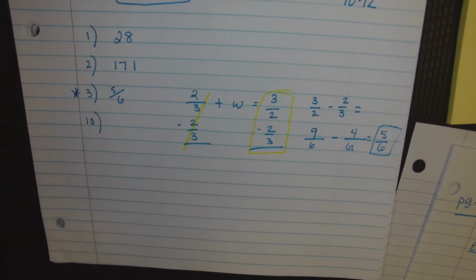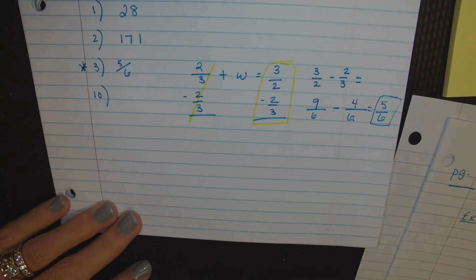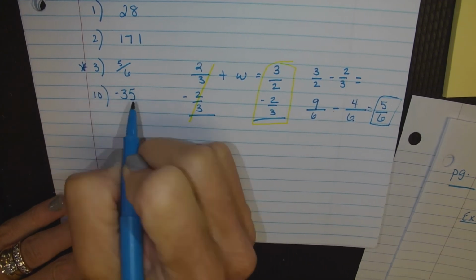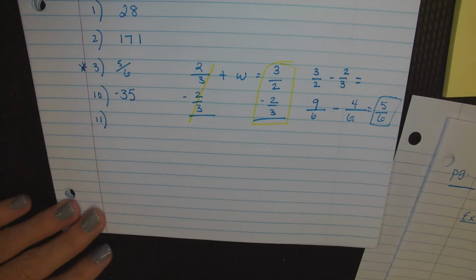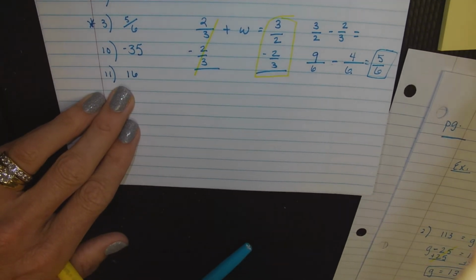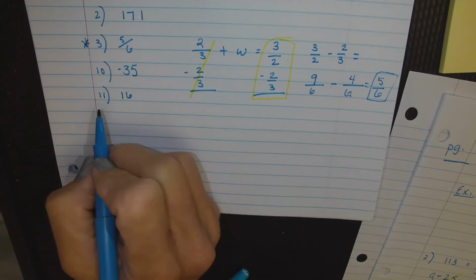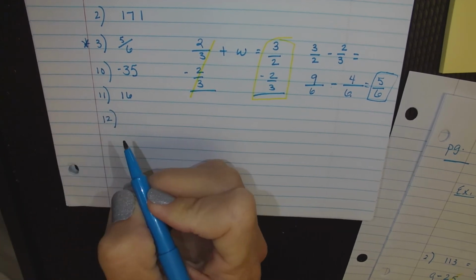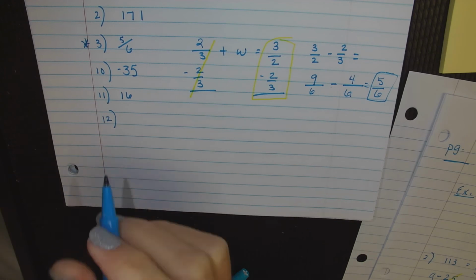Number 10, we have 10, 11, and 12. Number 10, negative 35. Number 11 is, where am I? 16. So the reciprocal for number 11 is 36/1, right? There's a couple ways you could have done that one. Number 12, reciprocal 3/2. What'd you get for number 12? 15.